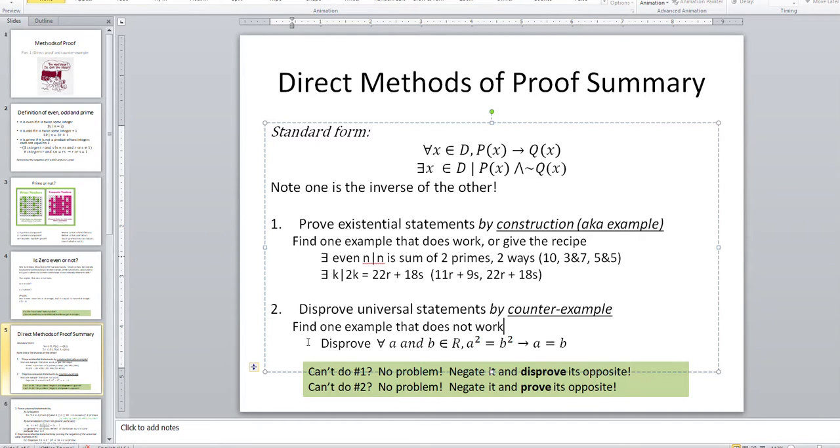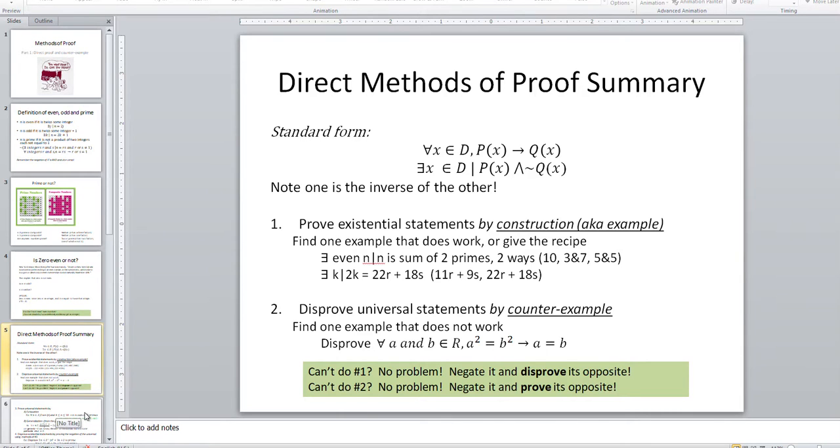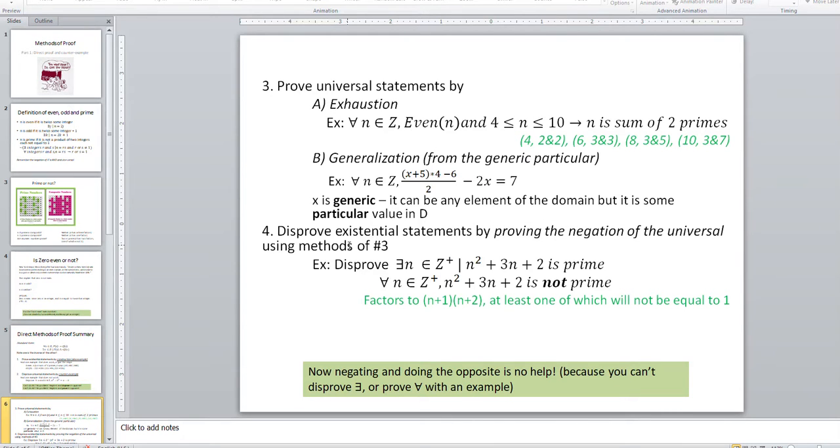Unfortunately, the vast majority of proofs in mathematics are not of this type. They're mostly proving universal statements. So that means we have to do something a little bit more difficult. Now, if you'll go back to your methods of induction handout from early in the semester, you'll notice that one of them was generalization. And we talked about the method of exhaustion too.